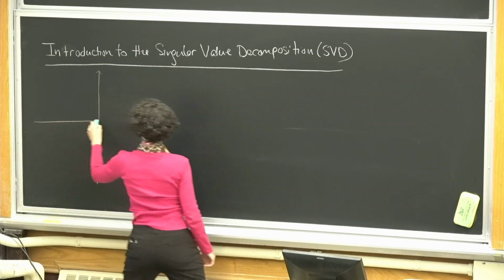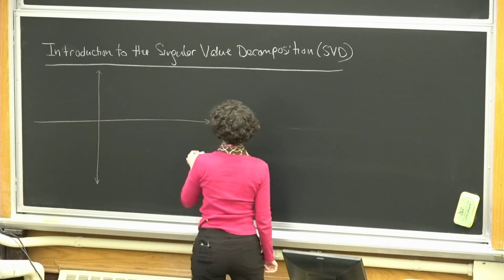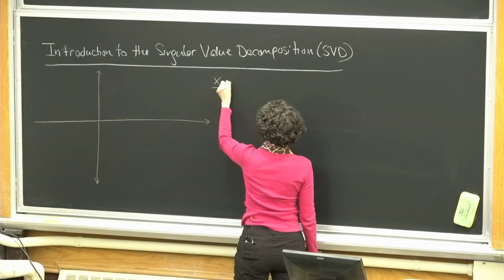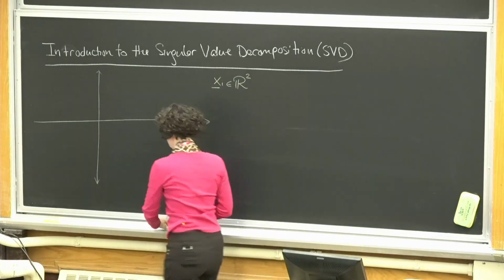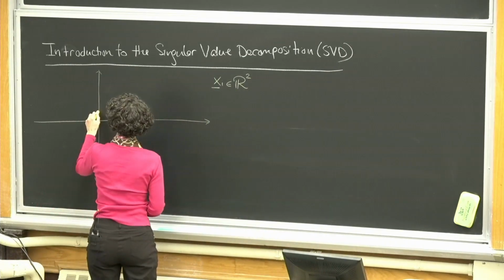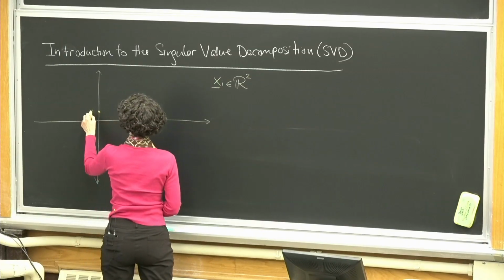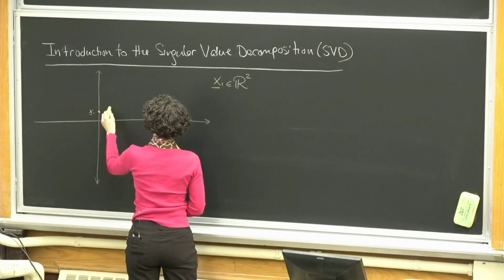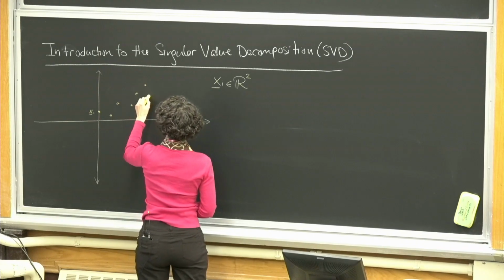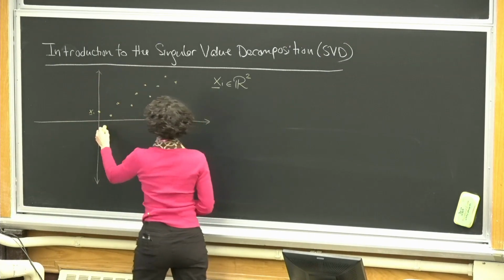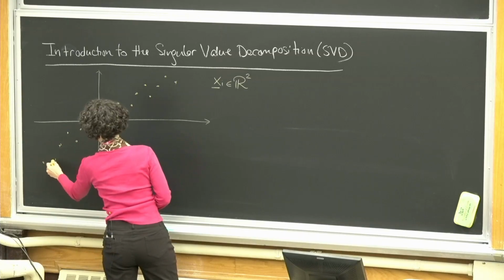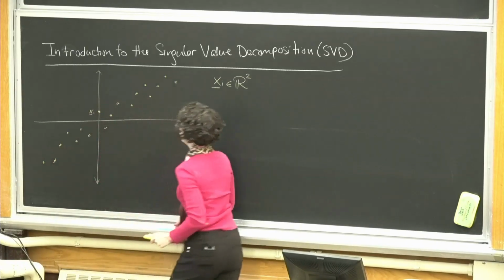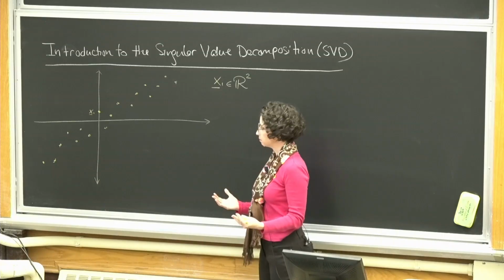So imagine that I have a whole bunch of samples, xi, that are all in 2D. And I'm just going to make a plot of them here. So this point here is my first sample, but then I've got a whole bunch of others that look like this. Okay, so these are my n different samples.